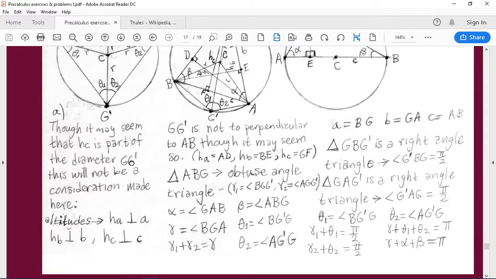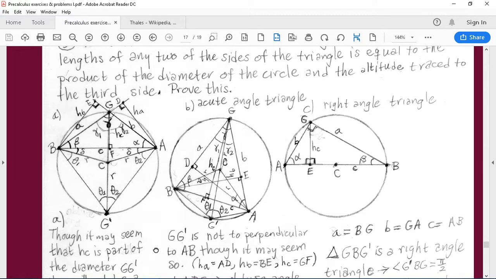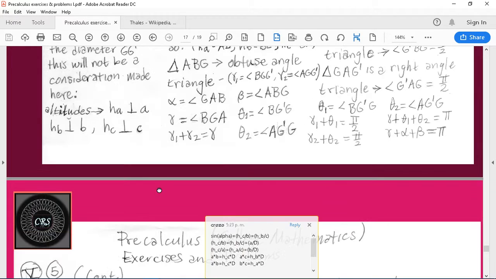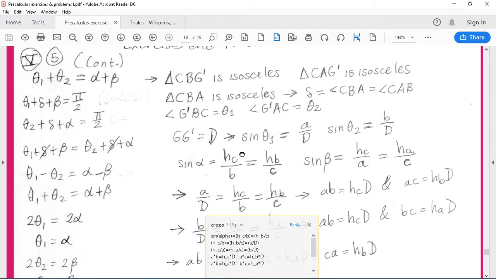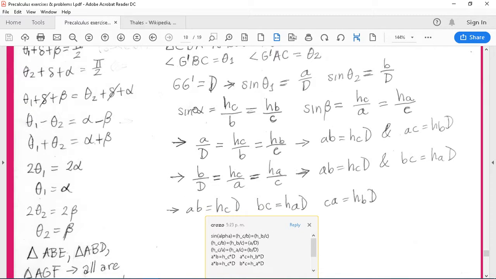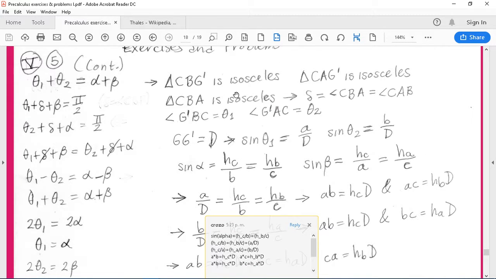Okay, so that gives us HB over C and HC over B. Sine of alpha equals HB over C and HC over B. Let's see if we have that written over here. Sine of alpha equals HC over B equals HB over C.